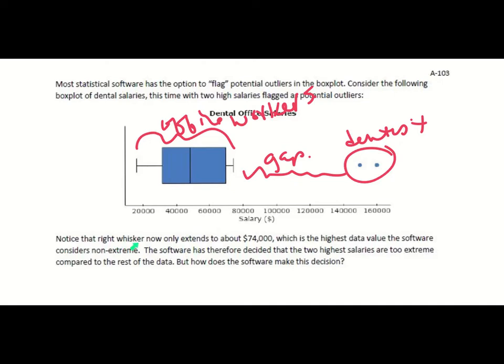So notice that the whisker on the right only extends to 74,000, which is the highest value that the software considers a non-extreme. They decided that the 2 highest salaries are too extreme to be considered for the rest of the data. So these 2 are extreme, and they don't include them in the general part of the graph. So they put them there as outliers. So we're going to show you how to calculate those on the next screen.